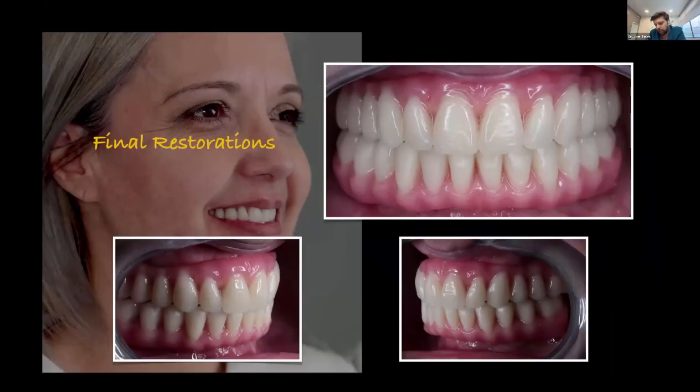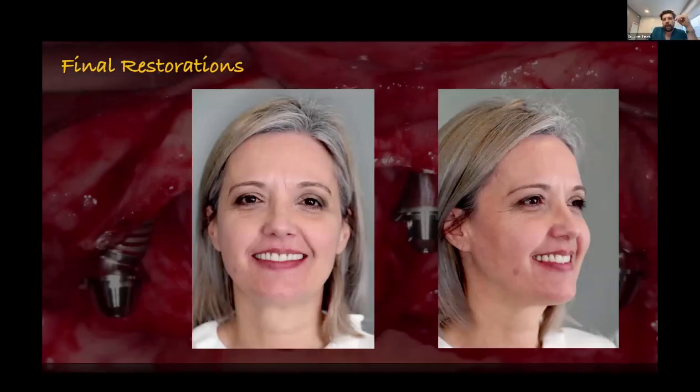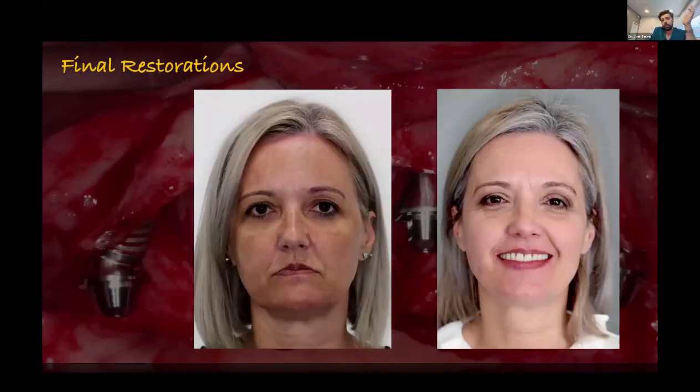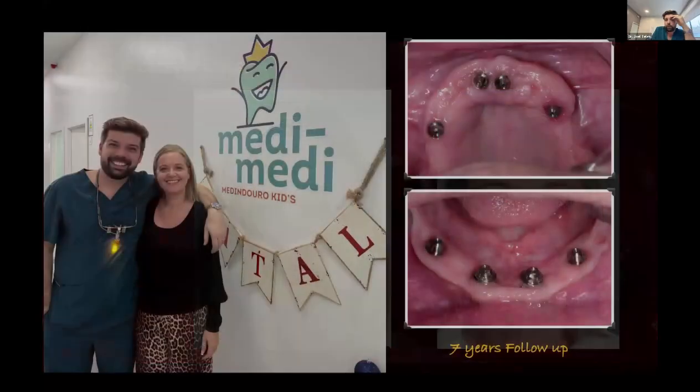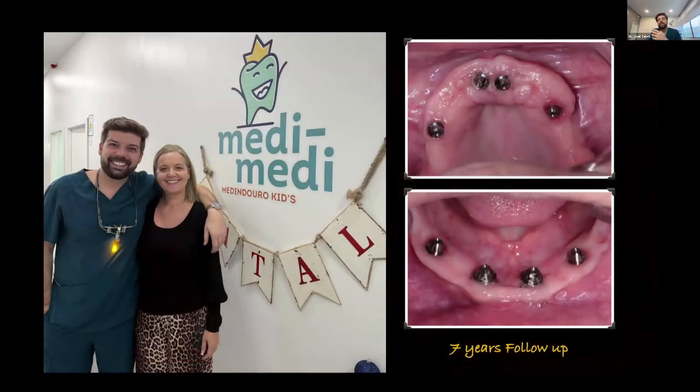So we went for the final restorations, metal acrylics, fully analog procedure, exactly as she wanted and according to her budget. And she was very happy with the result. That's her smiling afterwards. From this situation to that situation, it needed a single surgery and a very easy protocol, even though fully analog.